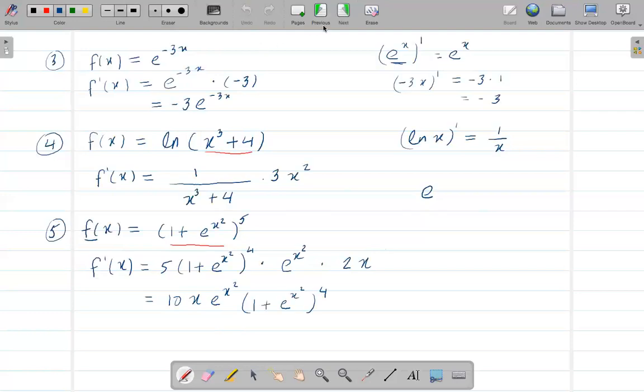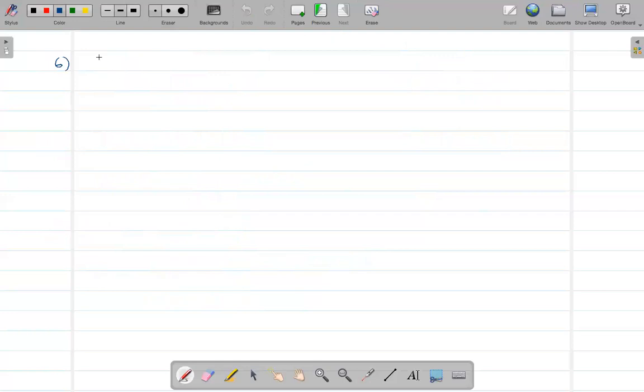Okay, so now this is the last example, number 6. f of x is equal to 2x squared times x to the power 3 minus 3, to the power 4. Okay, so here we have two terms, two functions multiplying each other, right?